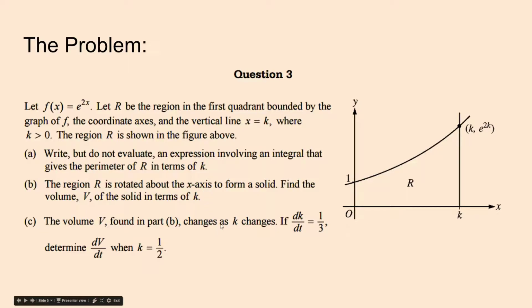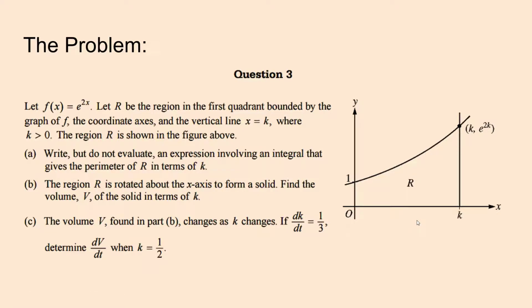Now that we've reviewed arc length, let's do the no calculator problem. 2011 number 3 has 3 parts, but first let's read it. Let f of x equal e to the 2x. Let R be the region in the first quadrant bounded by the graph of f, the coordinate axes, and the vertical line x equals k, where k is greater than 0. The region R is shown in the figure above. This is going to be crucial to our understanding of the problem.